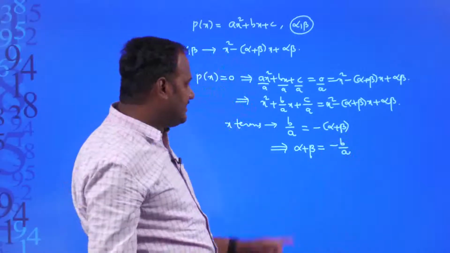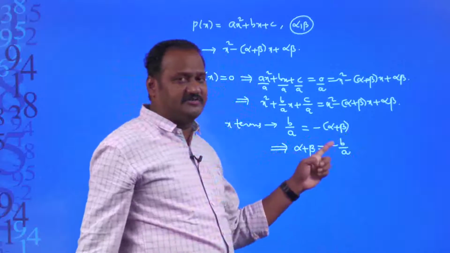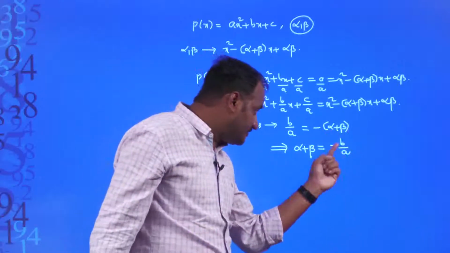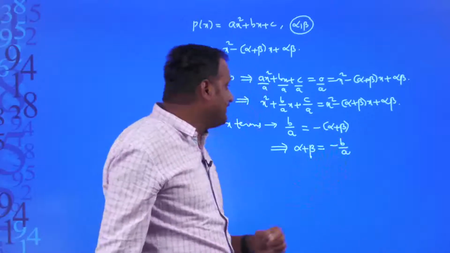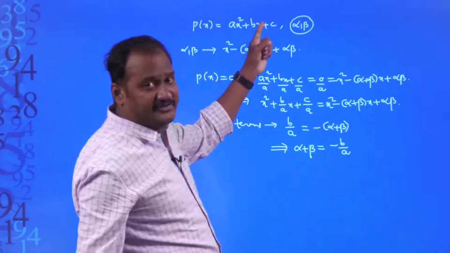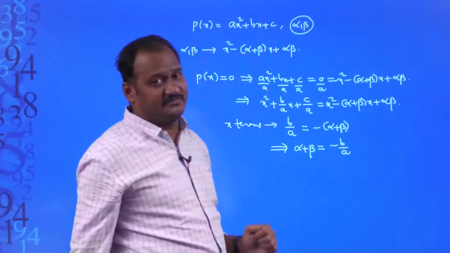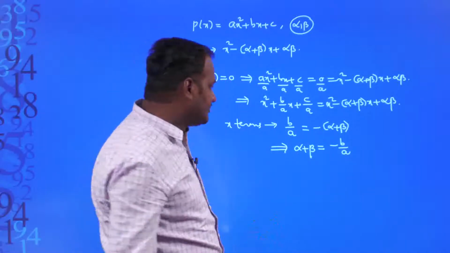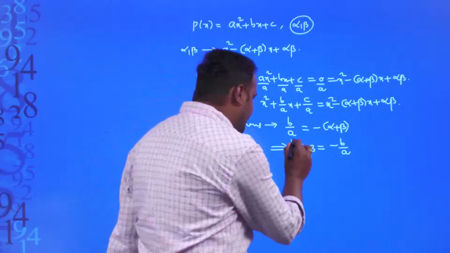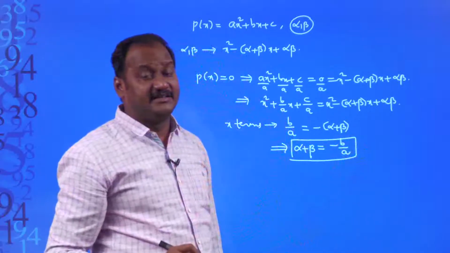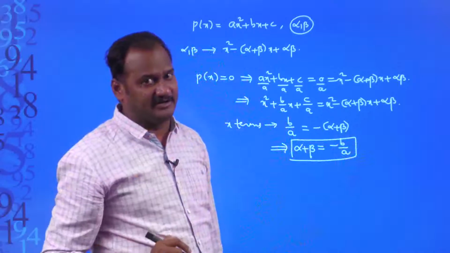It means to find out sum of zeros of the given polynomial, I just consider the ratio between b and a. What is that b? B is the coefficient of x. What is that a? It is the coefficient of x square. Okay. So alpha plus beta is equal to minus b by a. That is the standard formula for finding sum of zeros of a second degree polynomial.